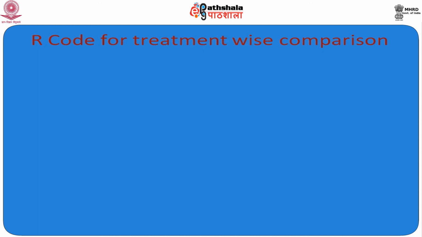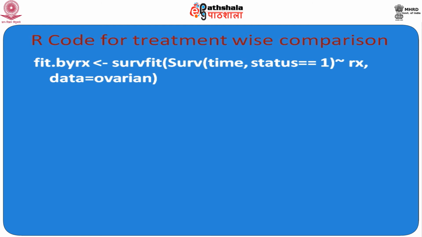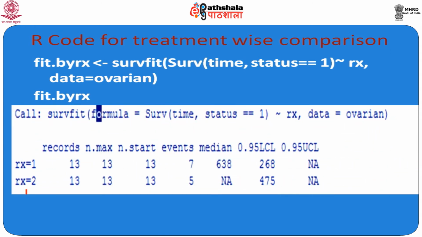Now we are going for R code for treatment wise comparison. Earlier we had done survdiff on status 2. Now we are going for treatment wise comparison, survfit with Surv, and if we put the survfit and time and status equals to 1 for both the treatments, it will give us a result that in Rx1 the total number of events were 7, and in Rx2 5 events were there, and the median survival time observed for Rx1 is 638 days, with the lower limit of the confidence interval.